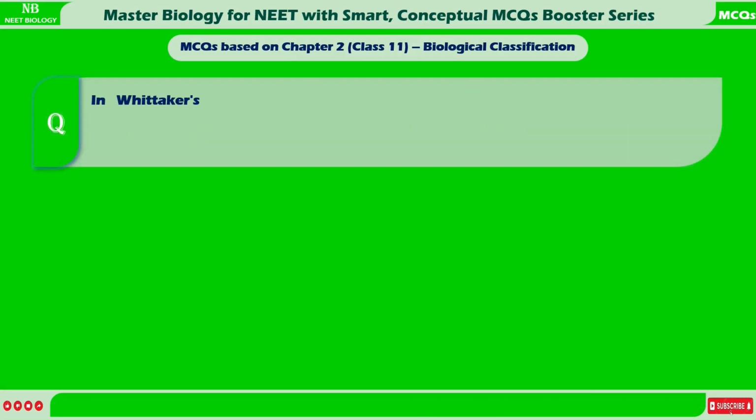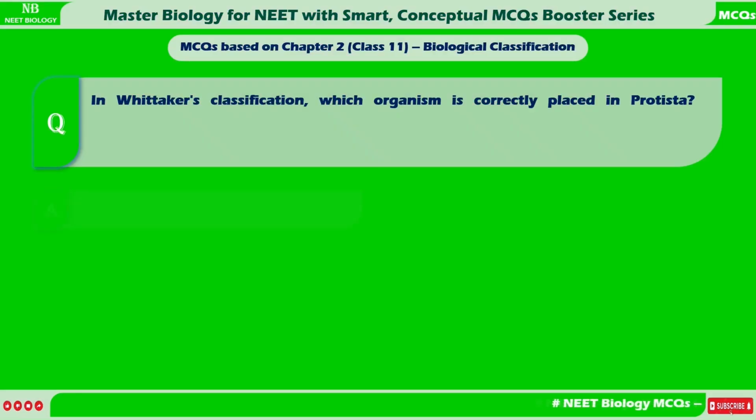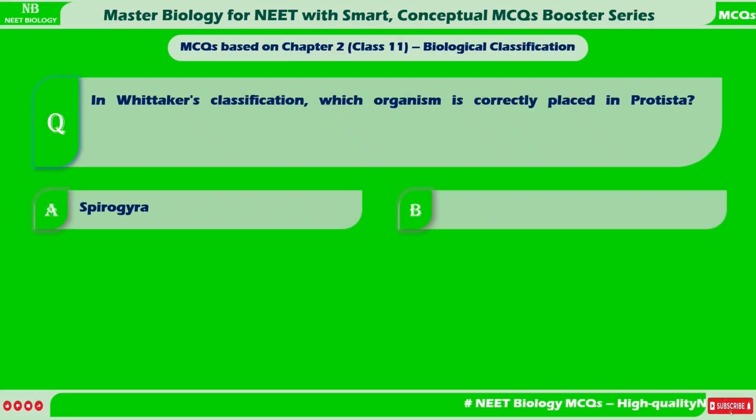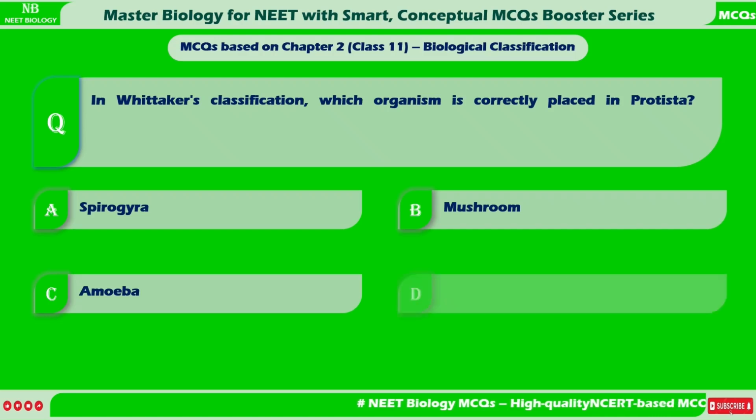In Whittaker's classification, which organism is correctly placed in Protista? A. Spirogyra, B. Mushroom, C. Amoeba, D. Fern.